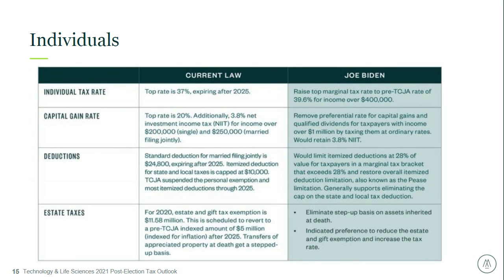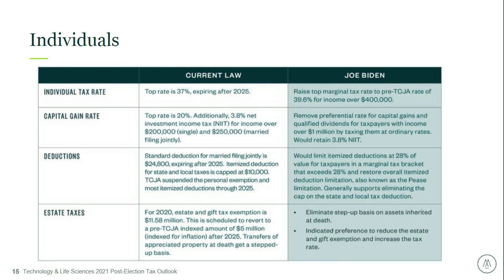On the individual level, and we are concerned about individuals because we have a lot of businesses that are flow through, and ultimately it's the individual that pays the tax. So in the current law, there's a top rate of 37%, which is enacted with the TCJA. The Joe Biden plan looks to change just the top rate. We'll leave the other rates alone, but for individuals having income over $400,000, that top rate would go from 37% to 39.6%.